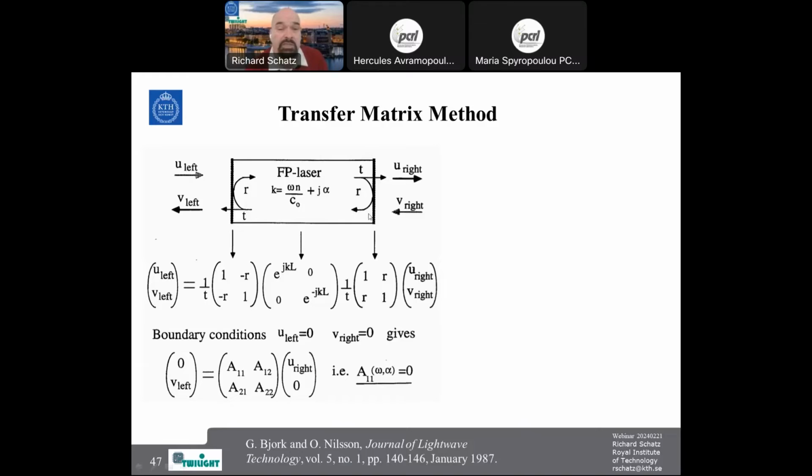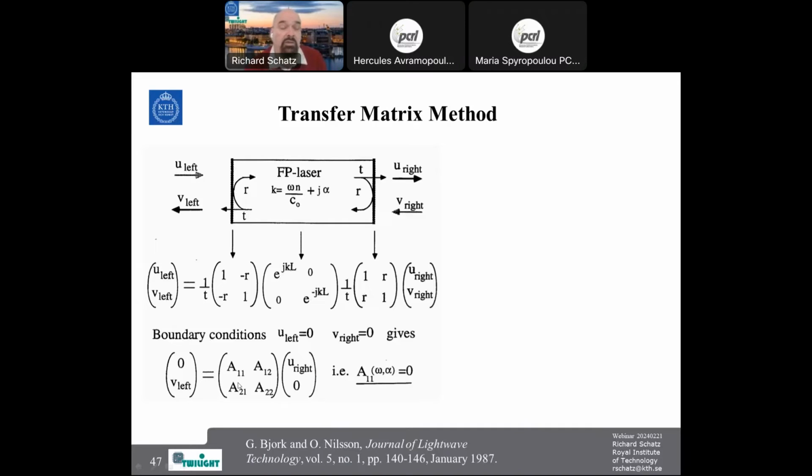Then you can describe this mirror with this transfer matrix, this transmission in the gain material with this matrix, and this left reflectivity here with this transfer matrix. And then if you multiply them together, you get the transfer matrix of the entire laser, which is here then.